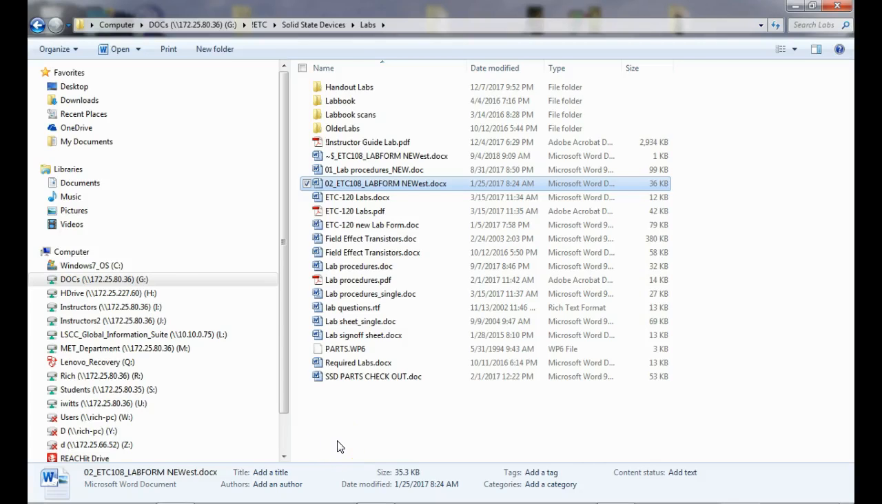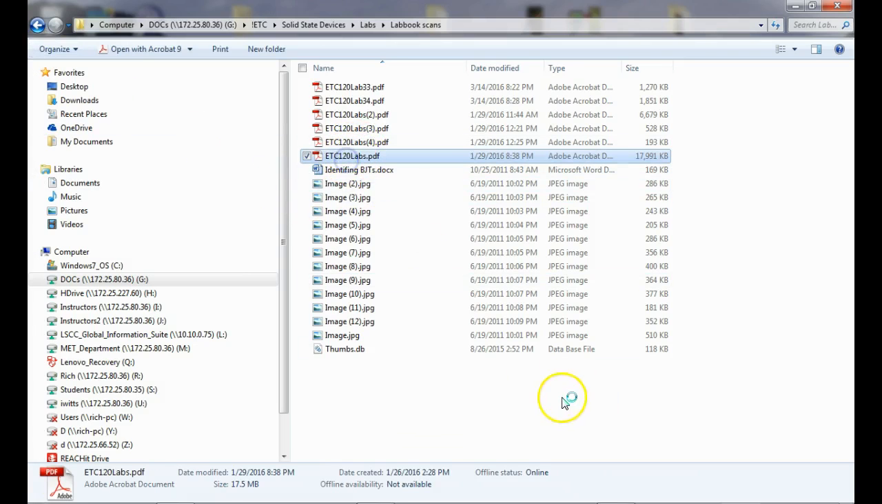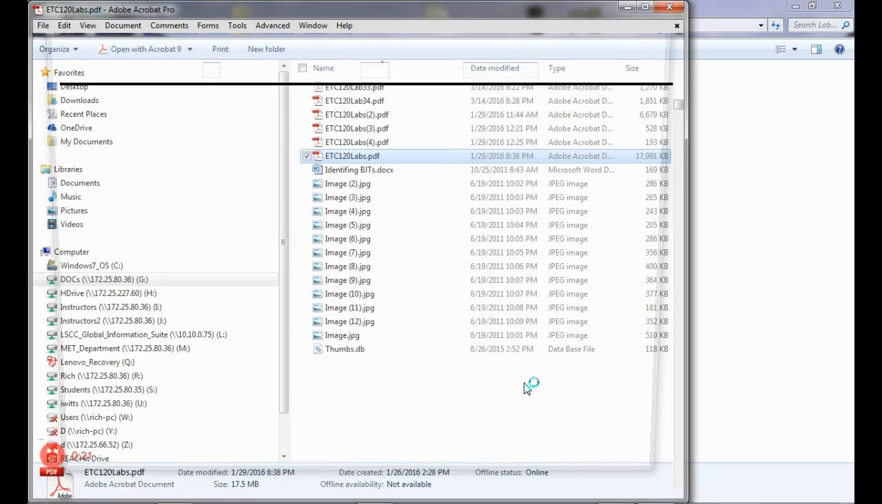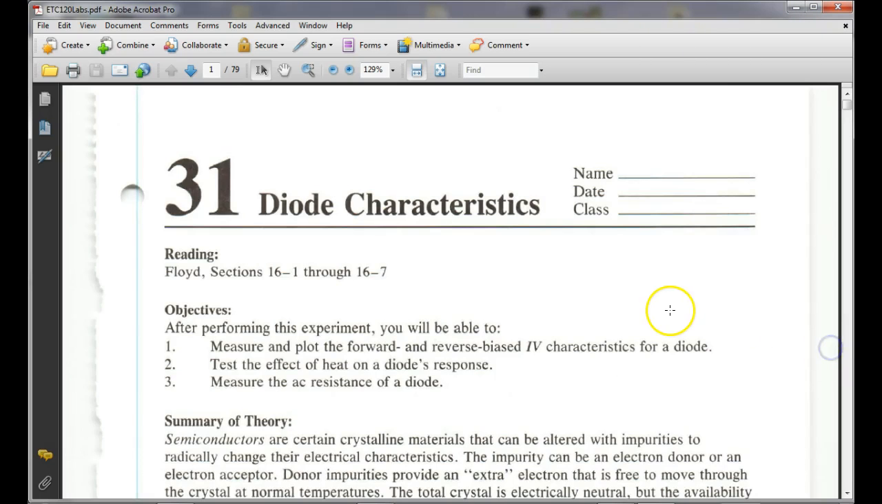First lab we're going to do is lab 31. Everybody bought their lab book, right? And I can't find my corrections for lab 31. I can't find my book, so we need to open it up and make some corrections in the lab. So, diode characteristics.